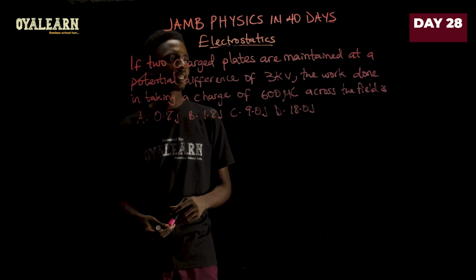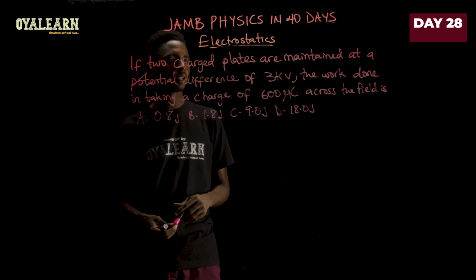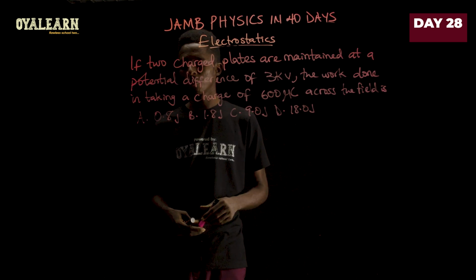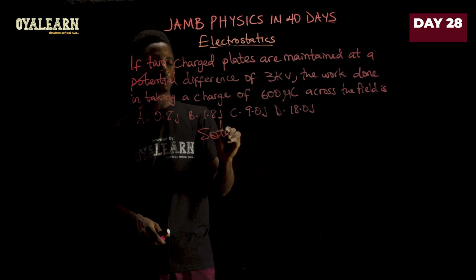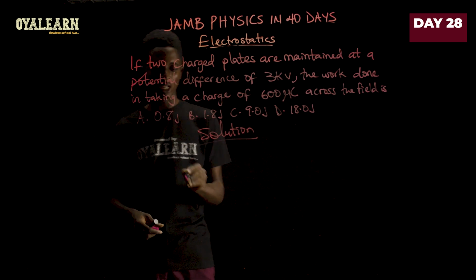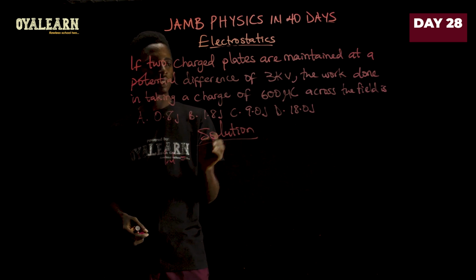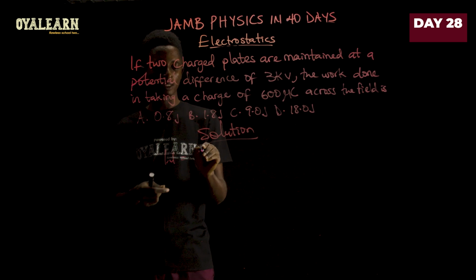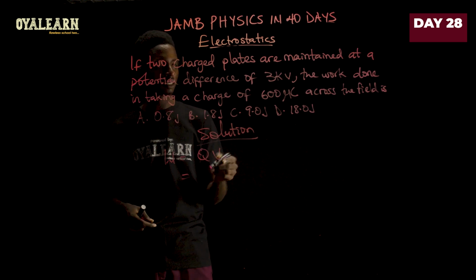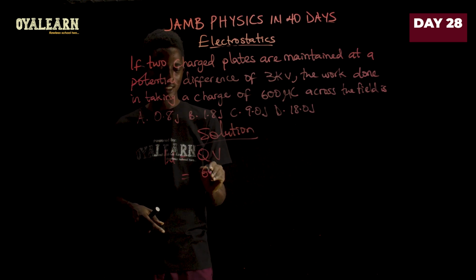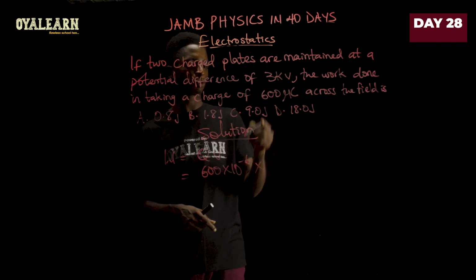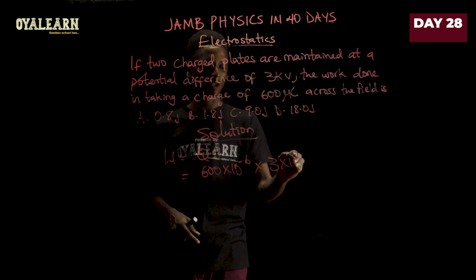If two charge plates are maintained at a potential difference of 3 kilovolts, the work done in taking a charge of 600 microcoulombs across the field is, now the solution here is a product of the potential difference and the charge. That is, work done equals potential difference V and Q, so QV basically. So what we are having here is Q being 600 microcoulombs, that's 600 times 10 raised to power minus 6. Then we multiply that by the volt, which is 3 kilovolts, so 3 times 10 raised to power 3.